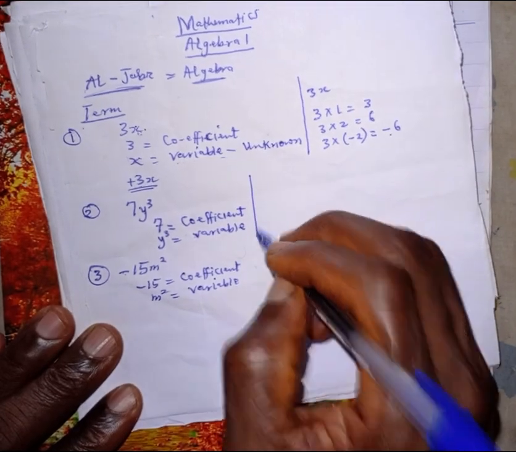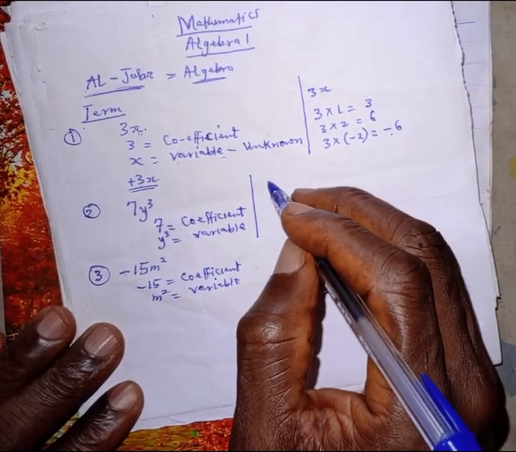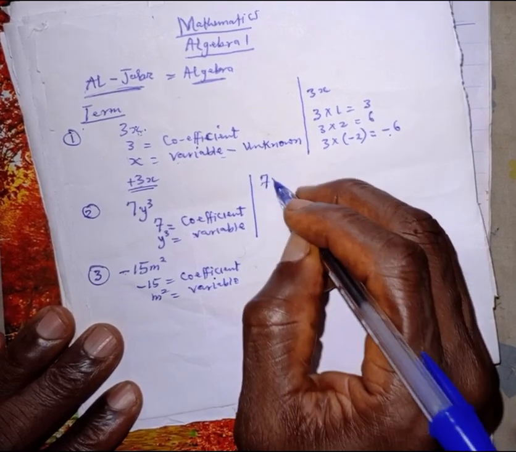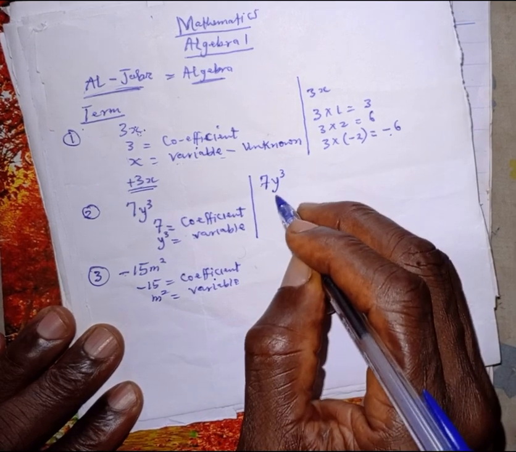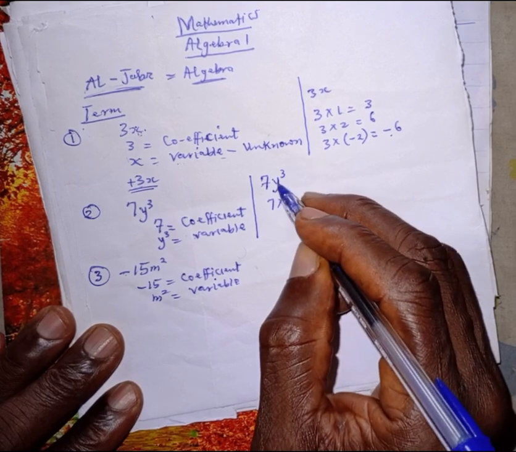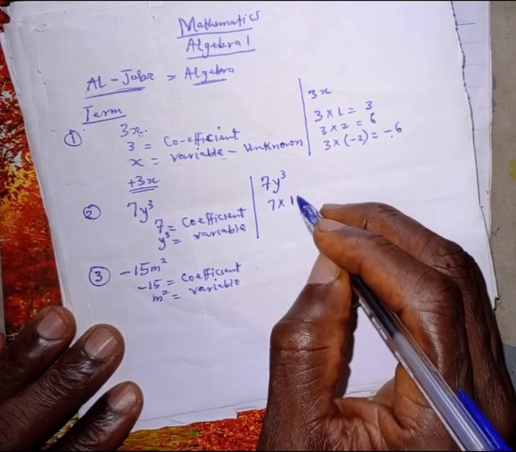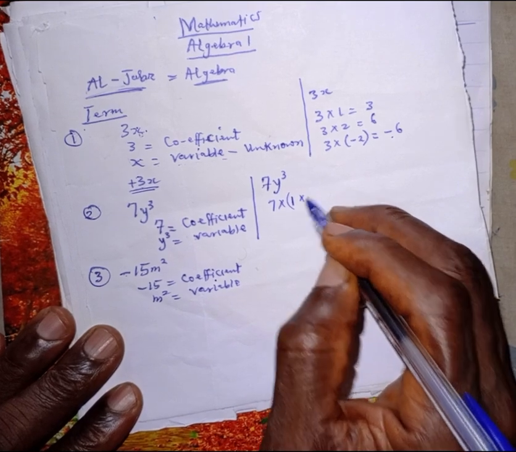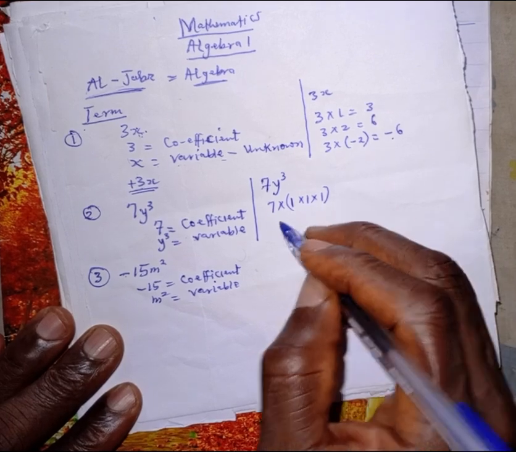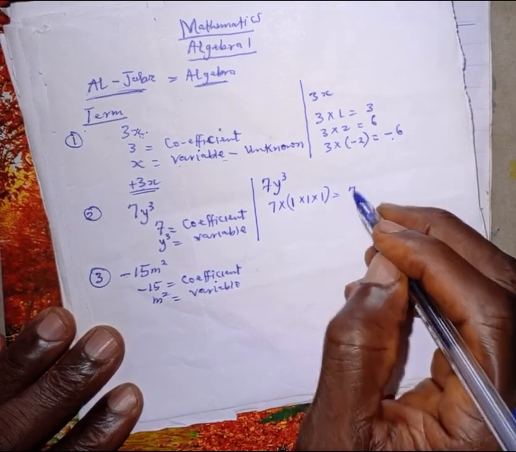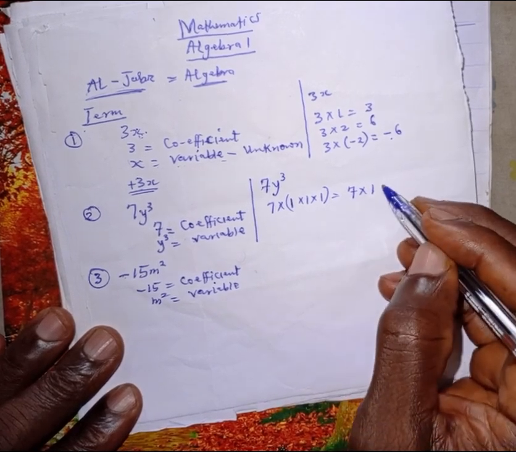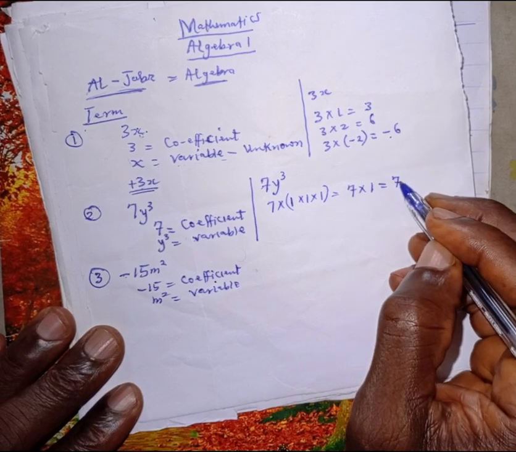So let's look at this one too. You have 7y raised to power 3. Let's assume the value of y is 1. 7 times 1 times another 1 times another 1, because it's raised to power 3. If you use your calculator, 1 times 1 times 1 is still 1. So 7 times 1 is equal to 7.